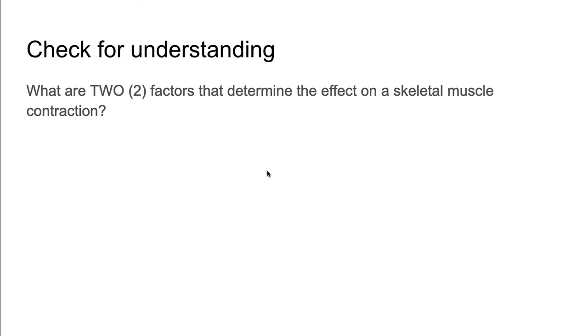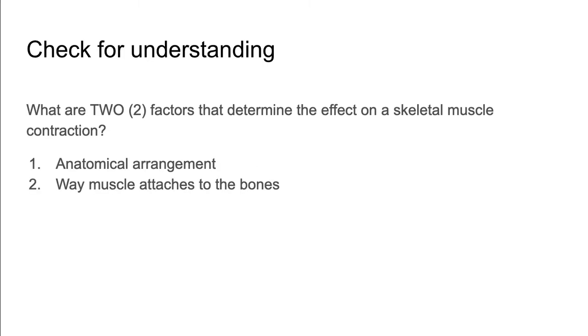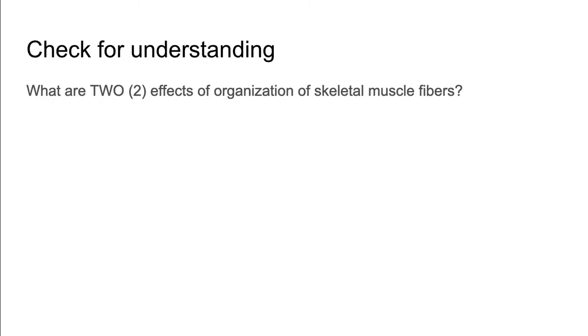Okay, let's see what the answer is. Again, it is the anatomical arrangement as well as the way the muscle attaches to the bones. All right, what are two effects of the organization of skeletal muscle fibers? Again, think about it, write down your response. If you're with someone, explain it to them. If you're watching with others online in your class, type your responses to one another. Okay, I'll pause the video now.